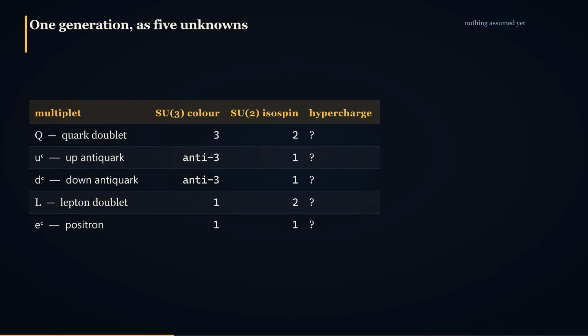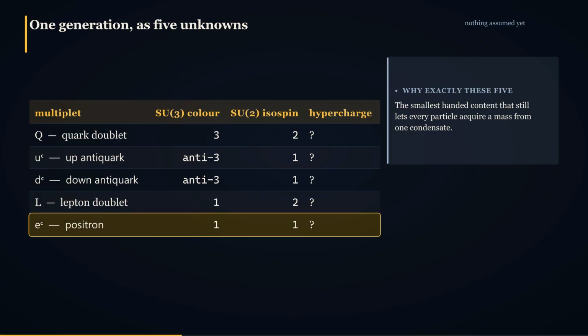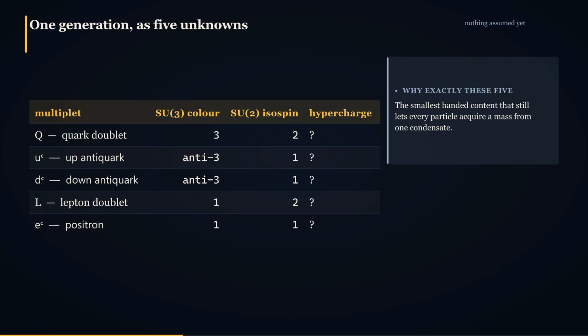Take one generation of matter with the smallest handed content that still lets every particle acquire a mass from a single condensate. That is 5 pieces. A quark doublet, an up antiquark, a down antiquark, a lepton doublet, and the positron. 5 pieces, 5 unknown hypercharges, and we will not assume a value for any of them.